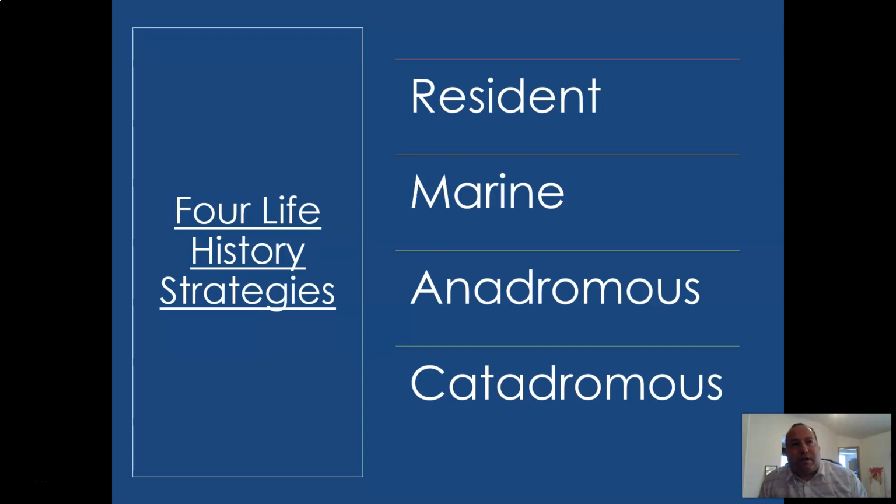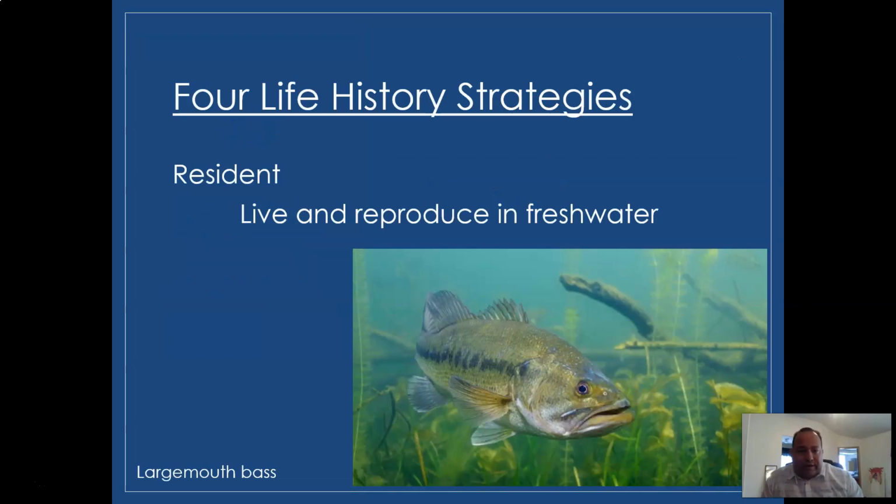So the first place we're going to start is talking about the 4 life history strategies of fish. And we got resident, marine, anadromous, and catadromous. And so the first one we'll start off with is the idea of the resident strategy. So these fish are fish that live and reproduce in freshwater. So streams, creeks, lakes, rivers, those sorts of things. But they stay in freshwater. They live in freshwater, stay in freshwater. They don't move around. And a good example of this would be something like a largemouth bass.